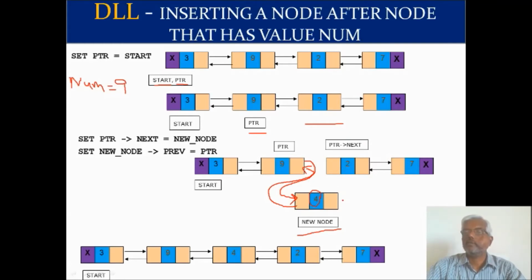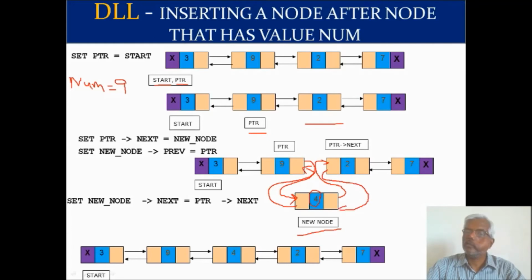So what is the first thing? New node's next should point to this pointer's next. So what is the statement that can be written? New node of next is equal to pointer of next. What is pending here? Now this pointer's next node, whose previous should point to this new node.